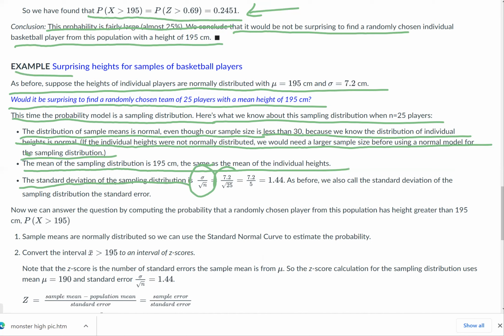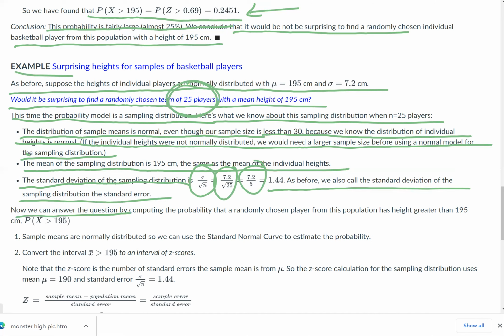In this case, they said sigma was 7.2 divided by, we said that we're using a sample size of 25 players, so square root of 25 in the denominator. 7.2 divided by the square root of 25 is 5. 7.2 divided by 5 is 1.44. As before, we also call the standard deviation of the sampling distribution the standard error.